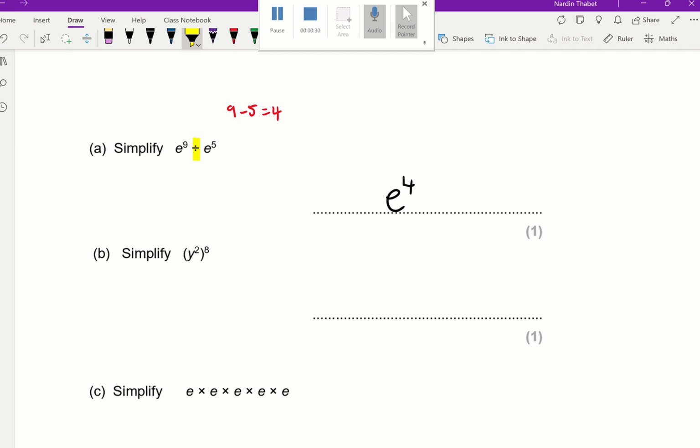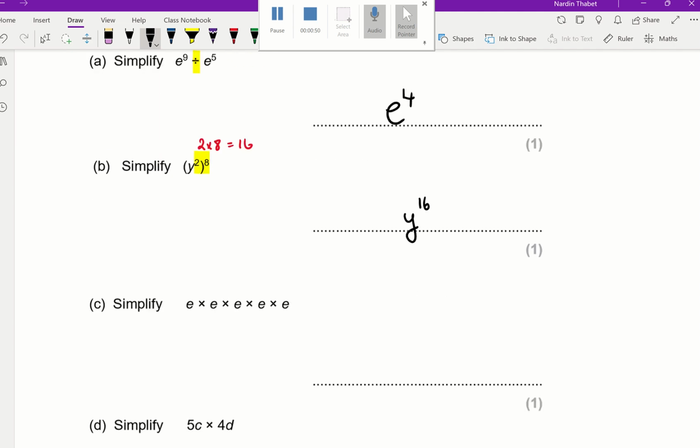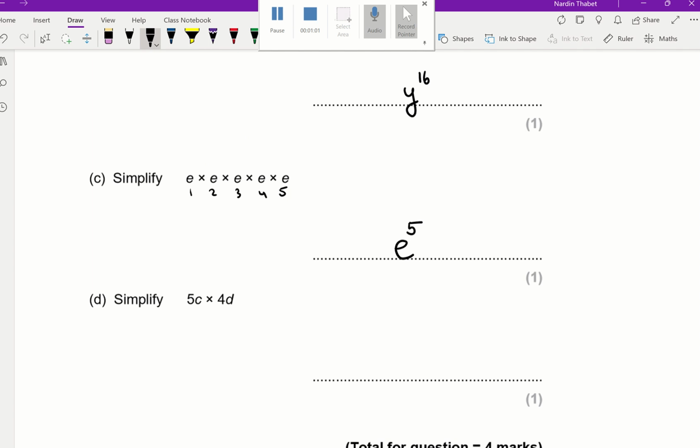And then part B again wants you to simplify, and you've got two powers, one inside and one outside the brackets, and for those powers we multiply the powers, and so your final answer is e to the power of 16. And then this says simplify, and you count 1, 2, 3, 4, 5. E is being multiplied by itself 5 times, so this is e to the power of 5.